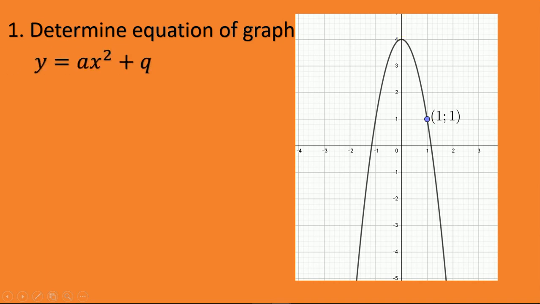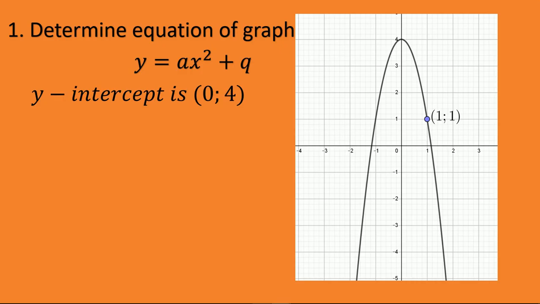My standard equation once again is y equals ax squared plus q, and using that information I can now determine that my y-intercept is (0; 4) from the graph. I can see also that that point there is the y-intercept and is the q value. So I then substitute the q value, which is 4, into my standard equation. We will have now y equals ax squared plus 4.